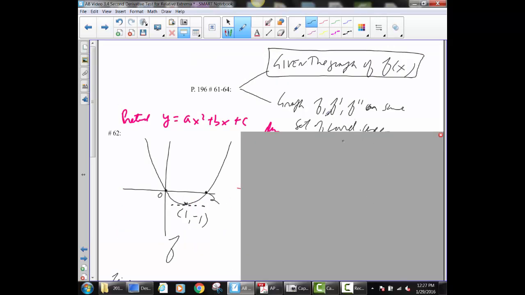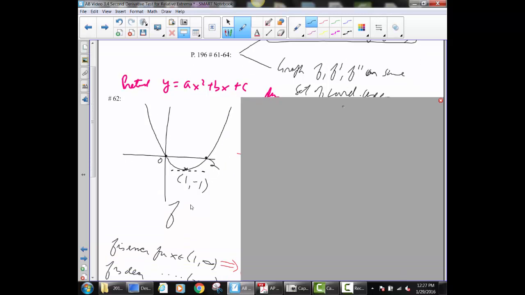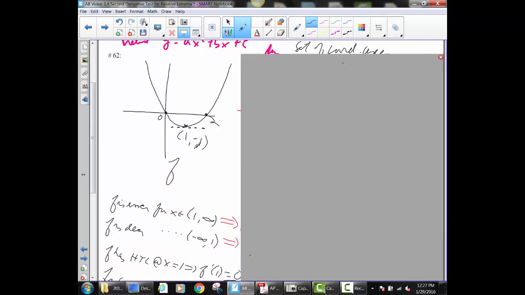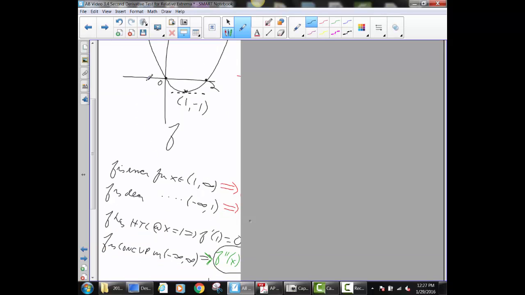Here they're going to give you the graph of f, and based on that graph, you're going to come up with the graph of f prime and f double prime, and they're not going to give you the equation. So you have to start looking at things here. First of all, you have a relative min at 1, negative 1. You can see that f is increasing from 1 to infinity. F is decreasing from negative infinity to 1. You can see that f has a horizontal tangent line at x equals 1. Well, that means f prime of 1 is 0. And you can see that f is concave up the whole time.